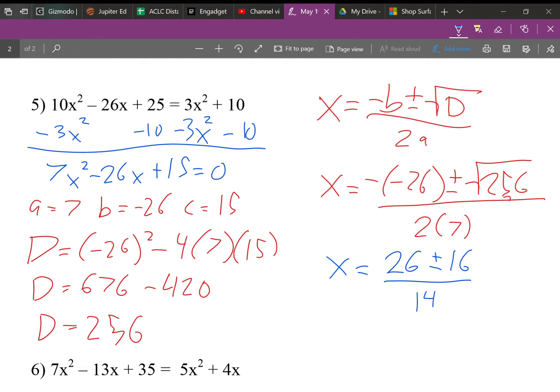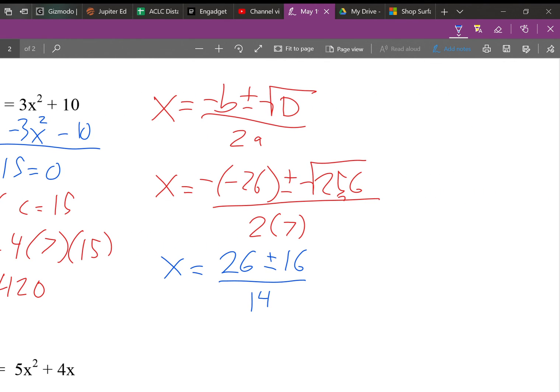So let's just make sure. Why don't we talk through what we've done so far? Again, from our original equation, we first made it equal to 0 on the right-hand side. We then found a, b, and c and used that to find the discriminant, which is 256. Then we took that discriminant as well as a and b and plugged them into the quadratic formula. And now we're simplifying it. Now the plus or minus gives me those two solutions I was expecting.